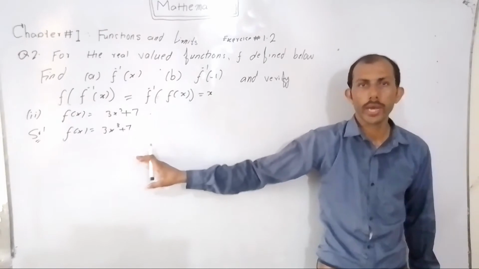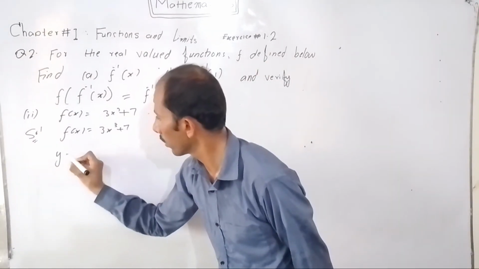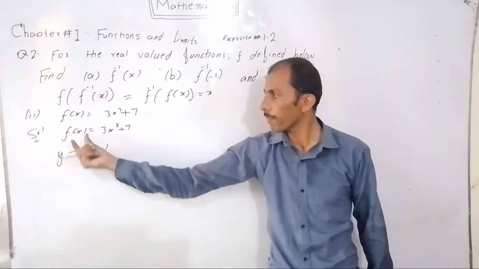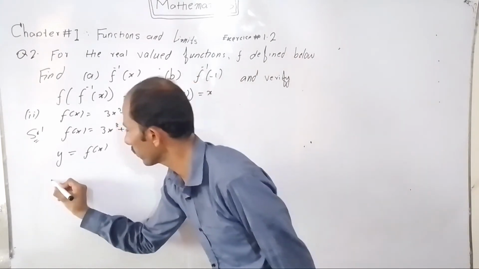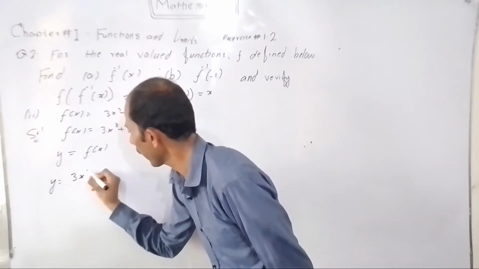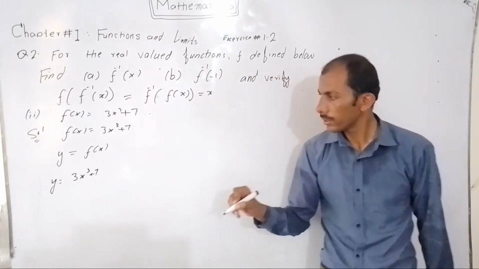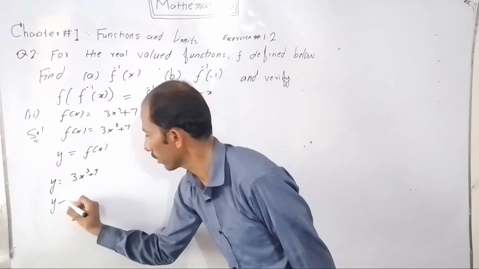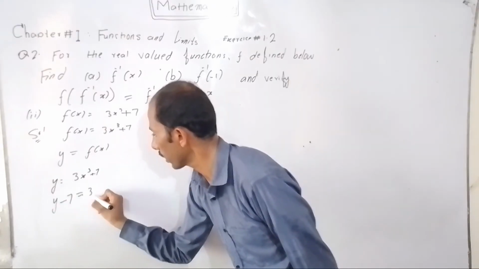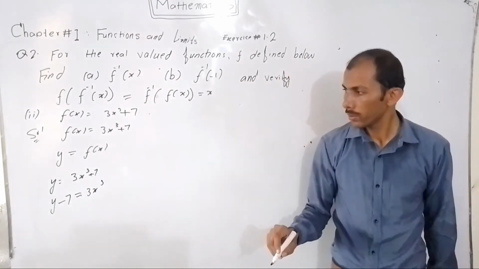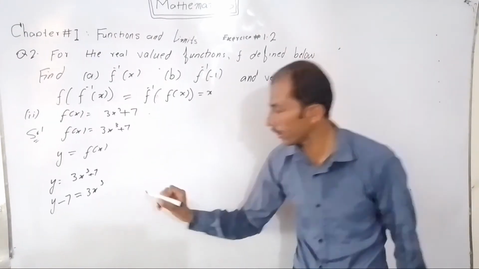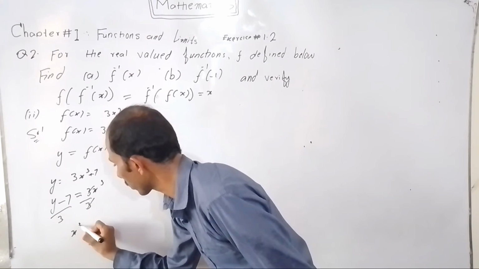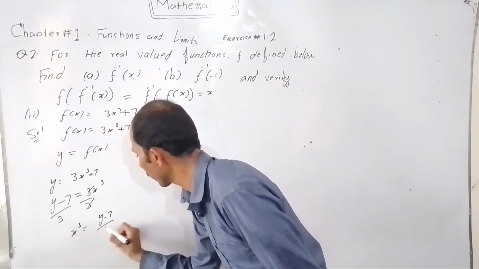we take y is equal to f of x, replaced by y, so y is equal to 3x cube plus 7. Y minus 7, and the other side is 3x cube. Dividing by 3 on both sides, 3 cancels, x cube is equal to y minus 7 divided by 3.